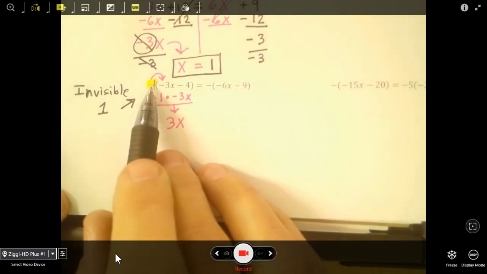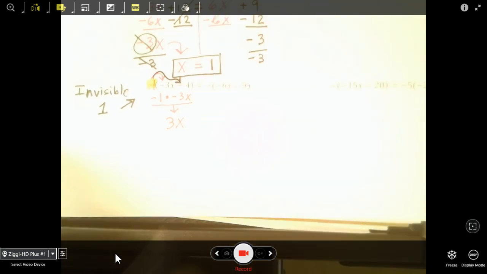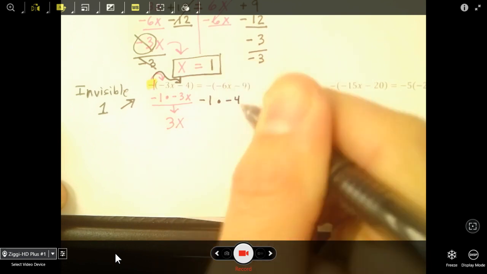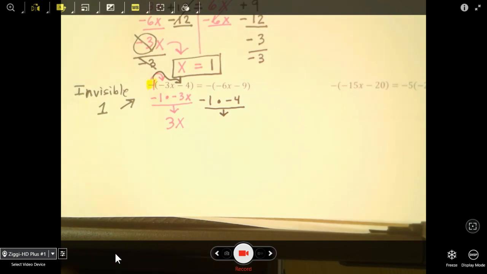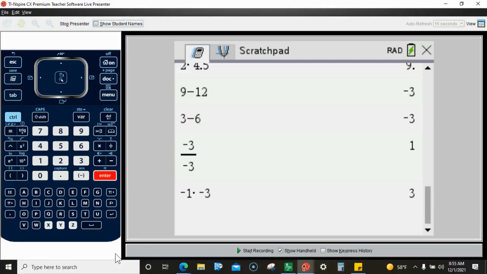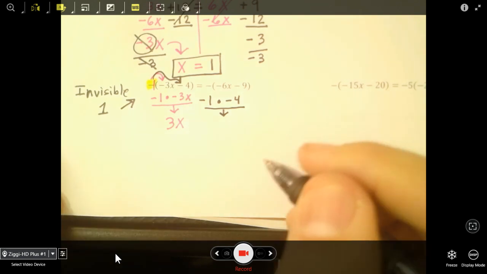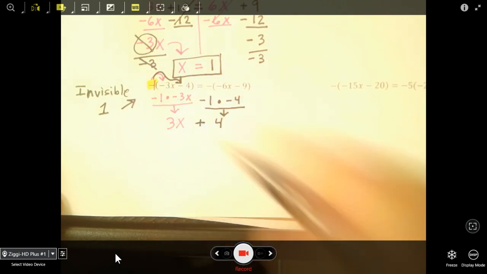Now I do have to multiply this negative to this 4 as well. So it's going to be multiplied to this negative 4. So now I have negative 1 times negative 4. And whenever I get my answer, I'm going to write it down here. So let me do that right quick. If I come back to my calculator and say negative 1 times negative 4, and hit enter, that gives me positive 4. So I'm going to write a positive 4, which means I put a plus sign in between.